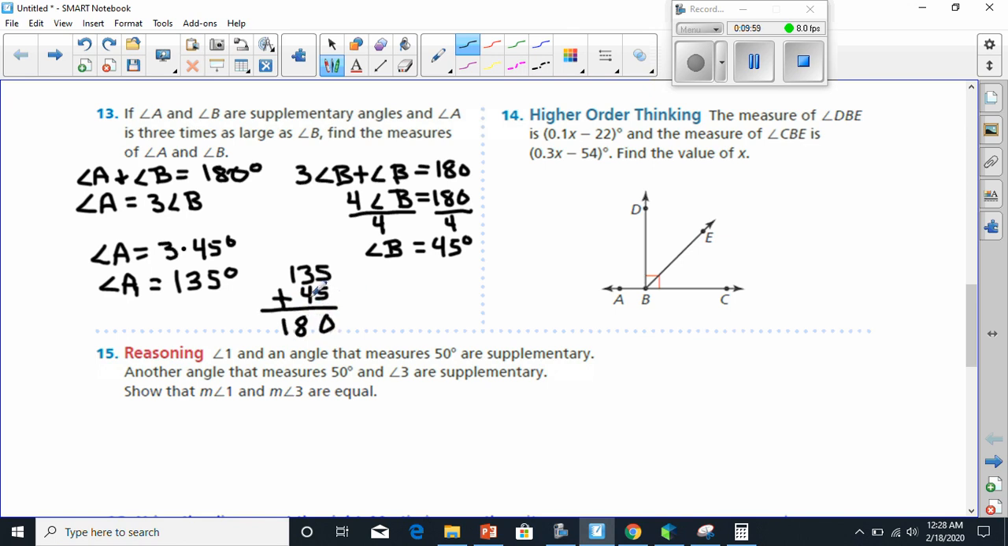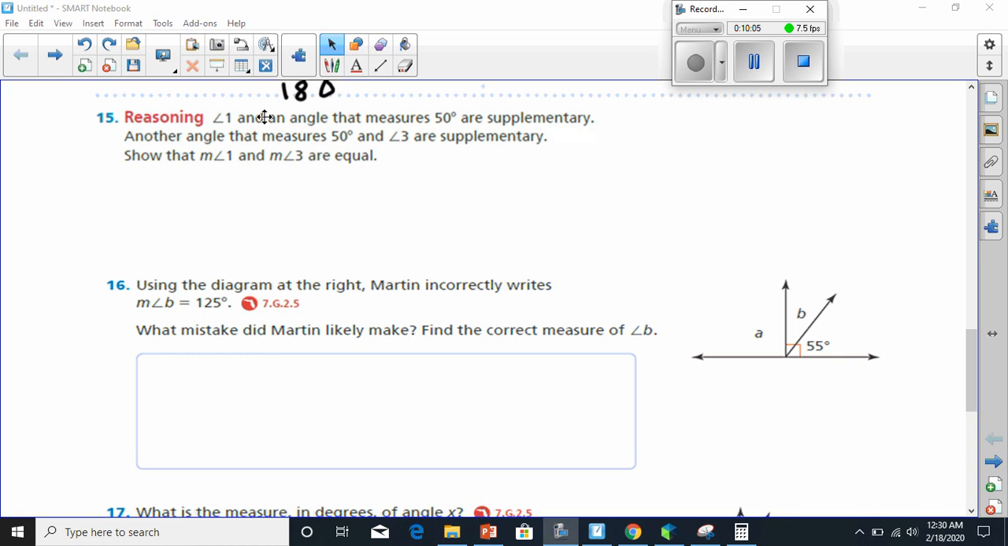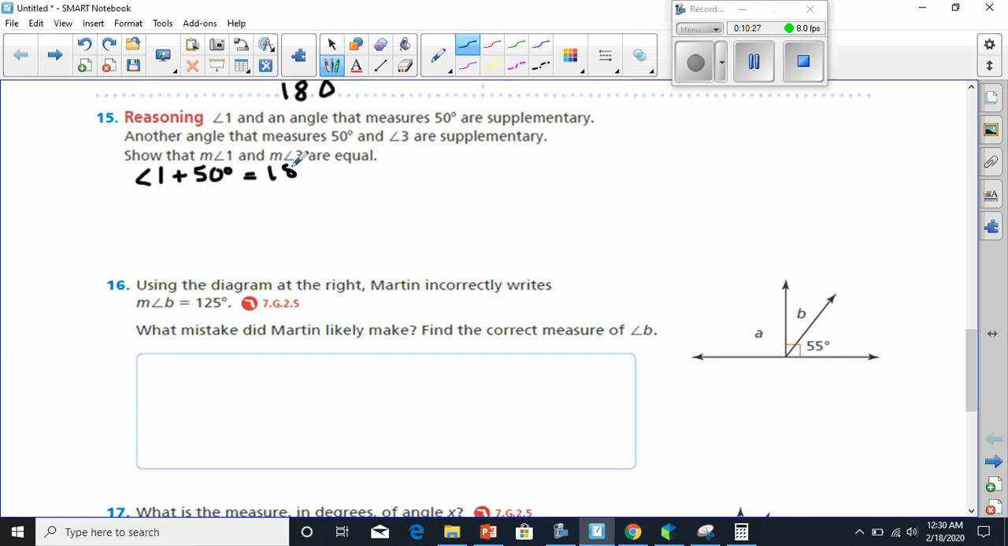All right, we're off to number 15 now. Number 15 says angle 1 and an angle that measures 50 degrees are supplementary. So we know that angle 1 plus 50 degrees, we don't know what angle 1 is, but we do know the other is 50 degrees, is going to be equal to 180. And angle 3 and another angle that equals 50 degrees are also supplementary. So they're also equaling 180.